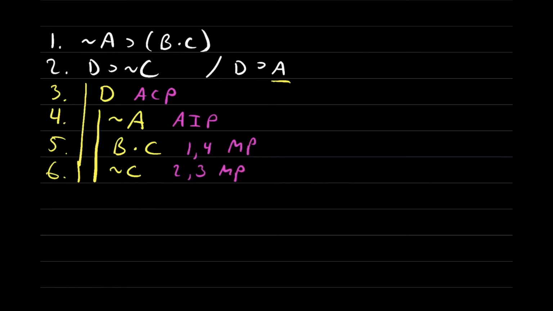Okay. But we know C is true because of line 5. We just need to simplify that out. We're going to have to do a couple little preliminary steps. We need to get that C on the left side of that conjunction. So I'm going to rewrite line 5 as C dot B. And that follows from line 5 by commutativity. I'm going to simplify to get C on its own line, still inside those two vertical lines. Line 7 by simplification.